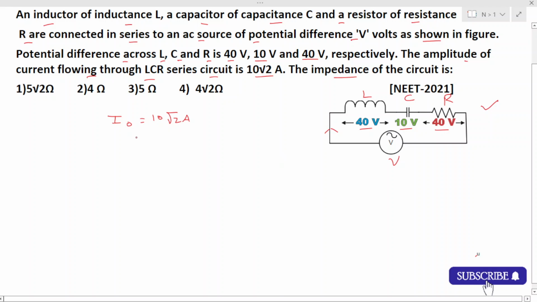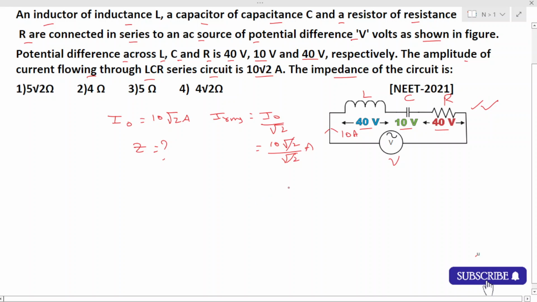Okay, if I naught is 10 root 2, then what will be IRMS? IRMS is equal to I naught by root 2, that is equal to 10 root 2 by root 2. Okay, root 2 will get cancelled. So a current of 10 ampere is flowing through the circuit. What did he ask us to calculate? He asked us to calculate the value of impedance, the impedance created by the circuit.